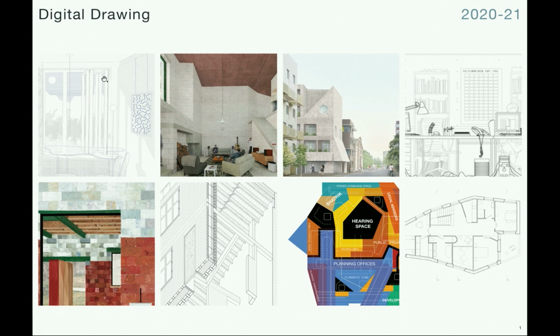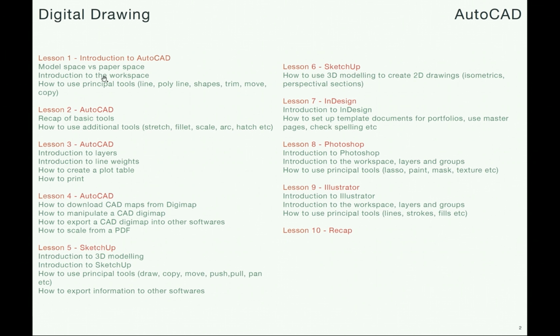This week we're going to recap some of the basic tools that we looked at last week. So we'll be looking at the draw tools, which are the polyline and line tools. And then we'll be looking at using some of the modify tools as well, using copy, move, mirror, trim, basic principal tools of AutoCAD in order to draw a very simple plan and to hopefully practice the tools that we worked on last week.